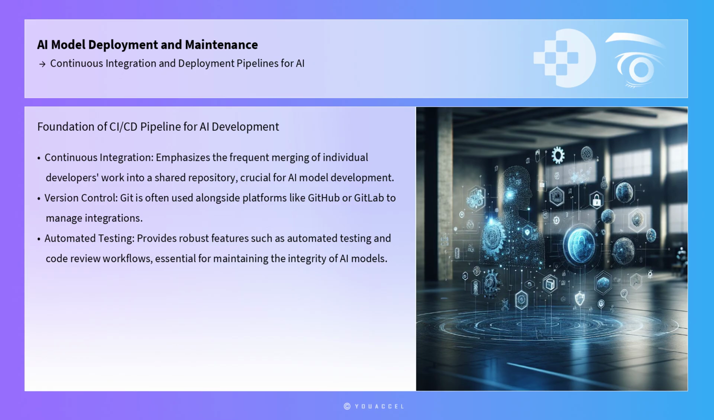The foundation of any CI/CD pipeline is continuous integration, a practice that emphasizes the frequent merging of individual developers' work into a shared repository. This practice is crucial for AI model development as it ensures that models remain up to date with the latest changes, whether they involve improved algorithms or updated datasets. Git, a version control system, is often used alongside platforms like GitHub or GitLab to manage these integrations. These tools provide robust features such as automated testing and code review workflows, which are essential for maintaining the integrity of AI models.